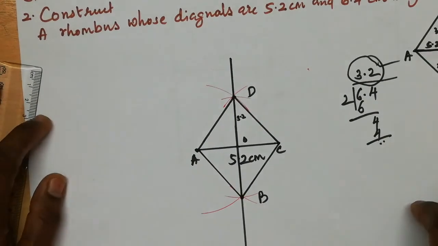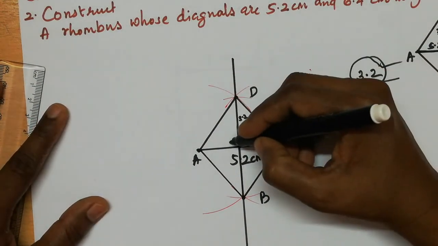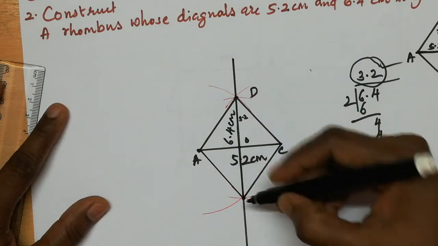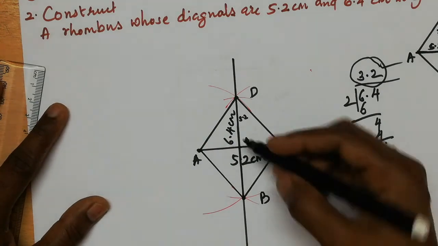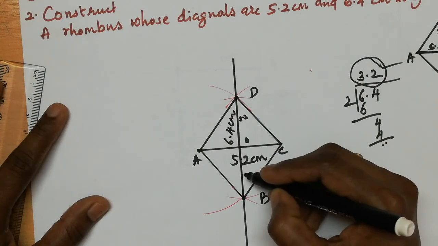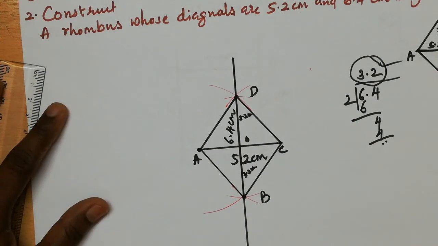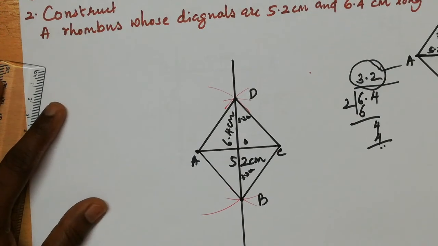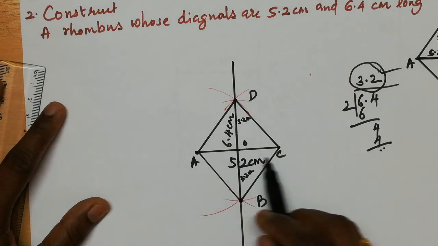Now we got the rhombus. Now we can label this one 6.4 centimeter. BD is 6.4 centimeter. AC is 5.2 centimeter. From O to D is 3.2, and O to B is also 3.2 centimeter. Clear? Only one thing you have to understand for constructing a rhombus: you should make a perpendicular bisector, taking more than half of the base, that is AC.